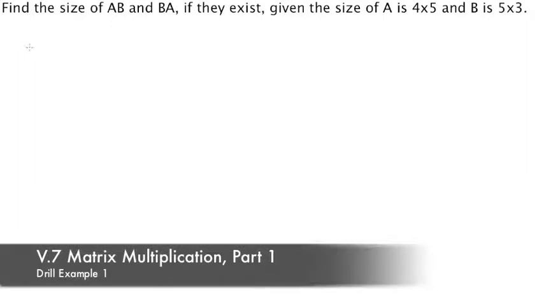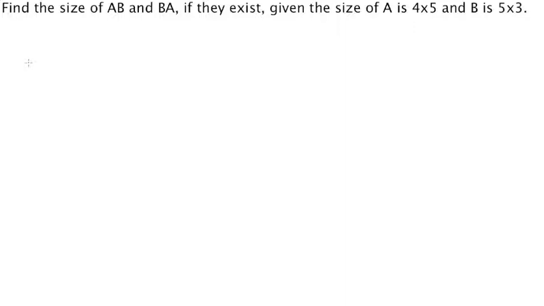All right, let's look at two quick and easy examples. So we want to find the size of AB and BA if they exist, given the size of A is 4 by 5 and B is 5 by 3. So for AB, we're going to first write the size of A, so 4 by 5, and then the size of B, 5 by 3. So notice here, our two inner sizes are the same, so the product is going to be size 4 by 3. So AB is a 4 by 3 matrix.